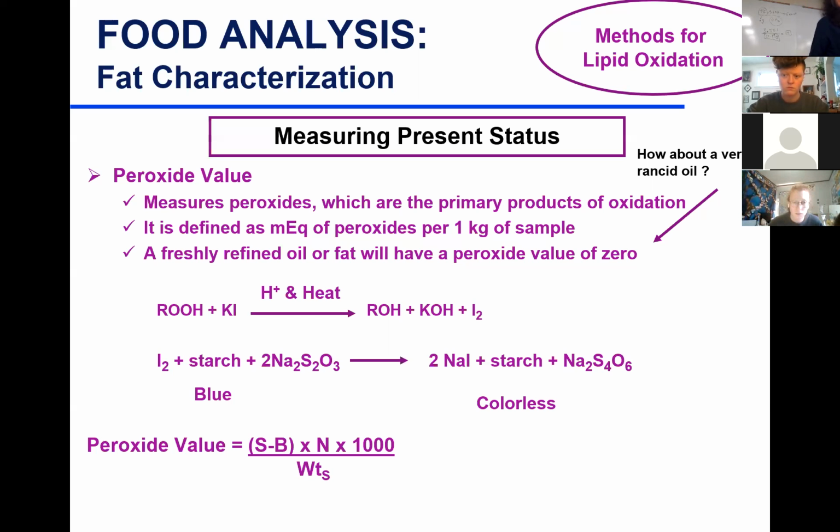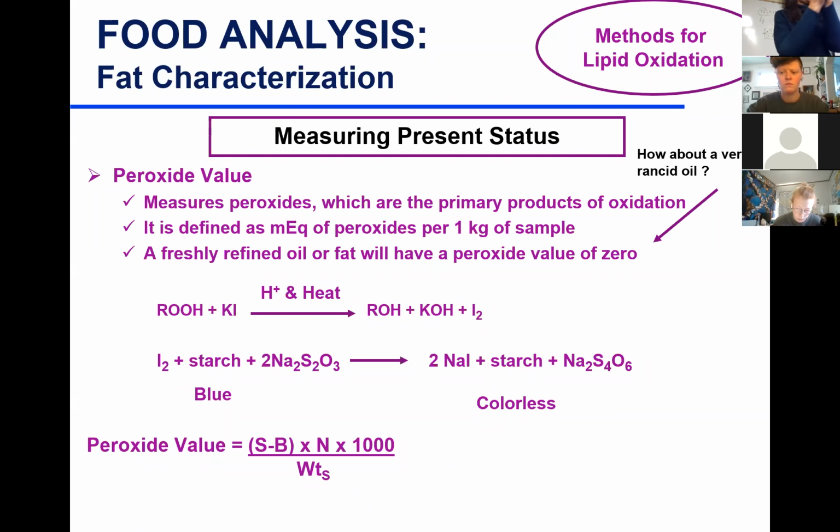Yes, Colin. Very late stage, the very end, low or 0. Why? Because peroxides are the primary oxidation products. So we start low, we start at 0. If very fresh and hardly any free fatty acids, we start at 0.